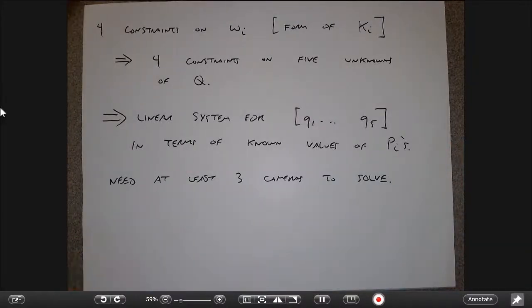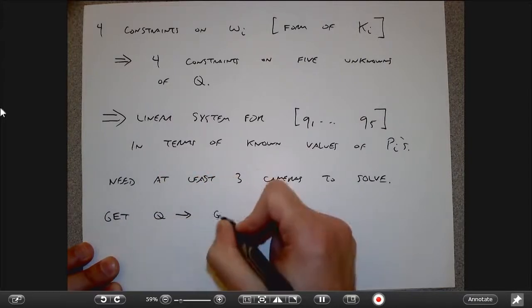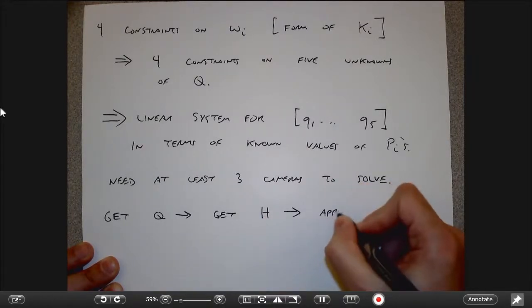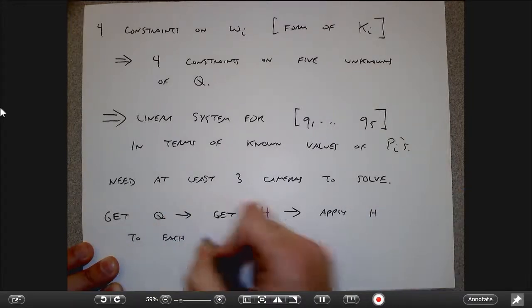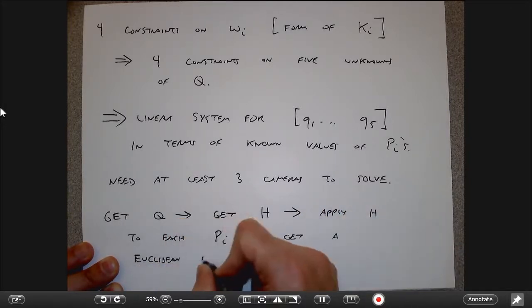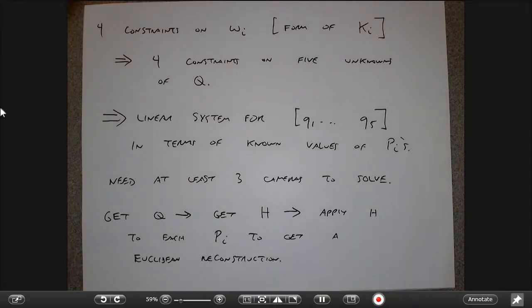And again, as with all these things, the more cameras I have, the better I can do with a least squares solution. And the process of obtaining this is similar to how we estimated the fundamental matrix, where we have this direct linear transform, where we form up this linear system, we solve it, and then we put on some more constraints that we know need to happen. And so basically, then I work my way backwards. Then I get Q. I undo this to get H. And then I apply H to each PI to get what's called a Euclidean reconstruction. So that's the very broad strokes idea of how this works, okay?